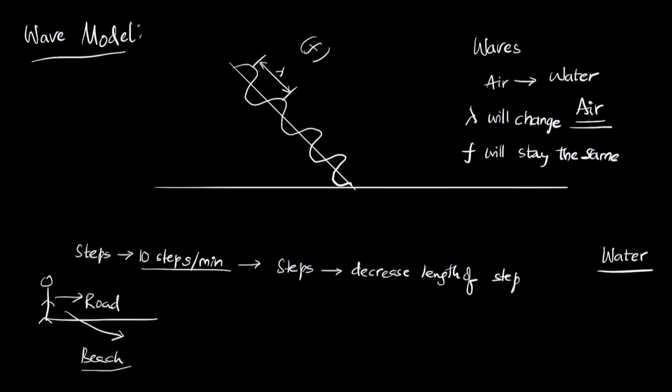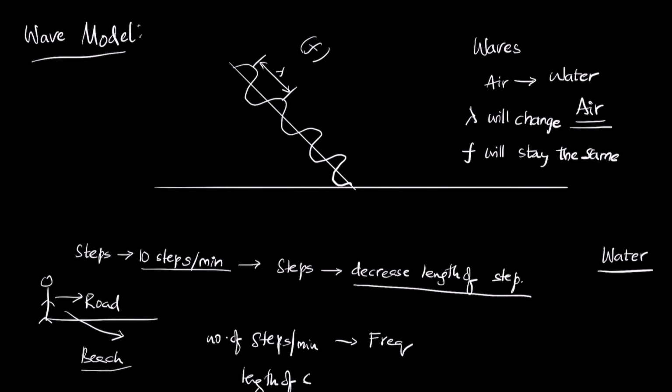So you will decrease the length of the step. In this analogous example, the number of steps per minute represents the frequency, and the length of the step represents the wavelength. So the same thing applies to light as well.